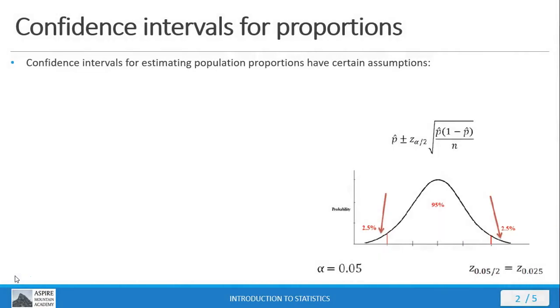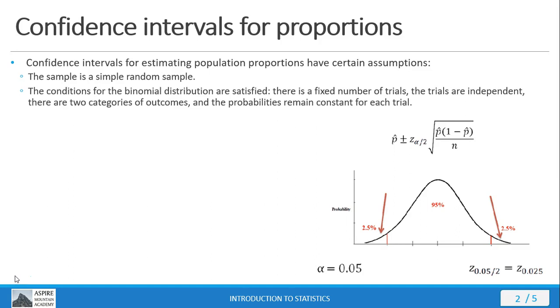When you're constructing confidence intervals on proportions, you're going to be making certain assumptions. The first thing you assume is that the sample is a simple random sample, meaning that any other sample of the same size from your population has the same chance of being selected.